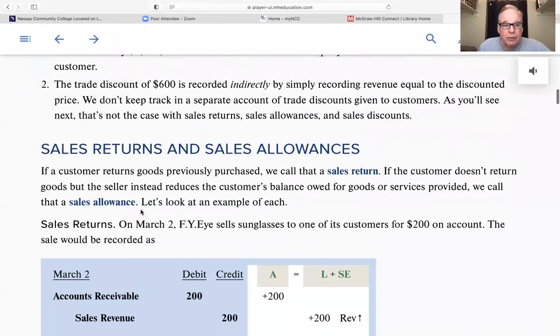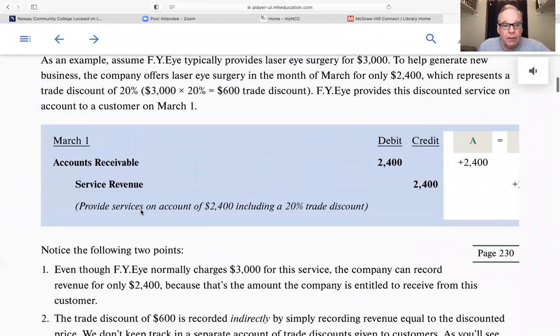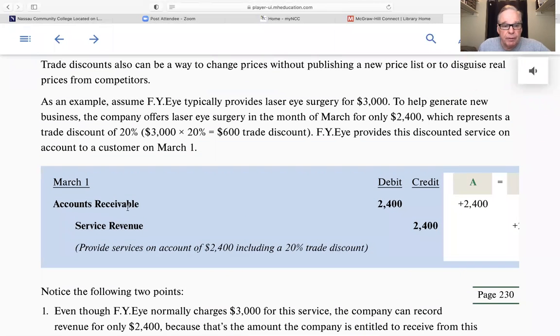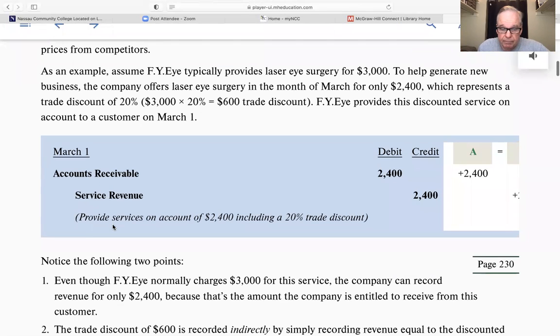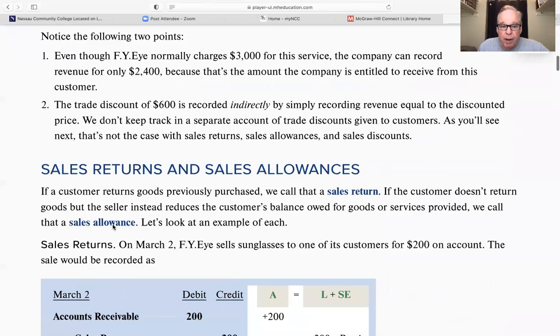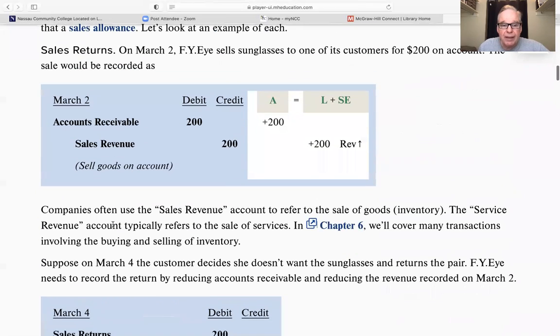Now let's go back and look at this one. This was the eye surgery. Debit accounts receivable, credit service revenue, right? So when you have a service, you credit service revenue. When you sell a product, you credit sales revenue, right? So just something to be aware of. Debit accounts receivable, credit sales revenue.